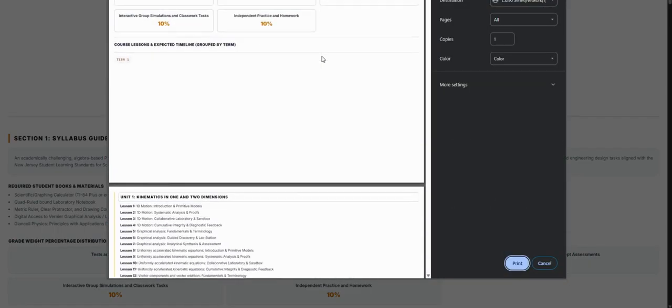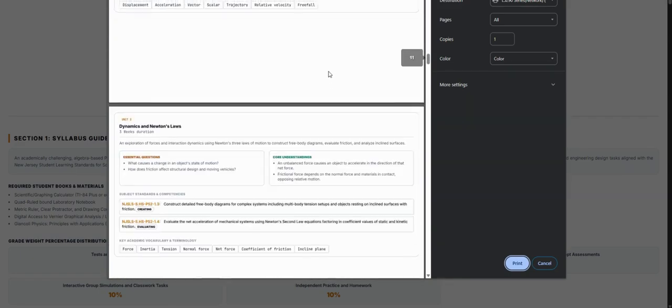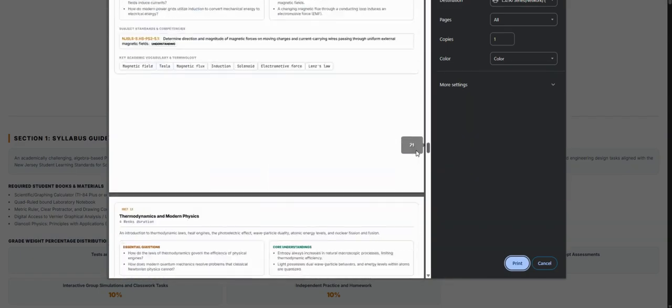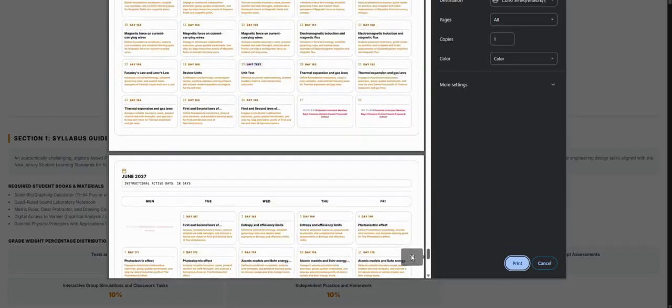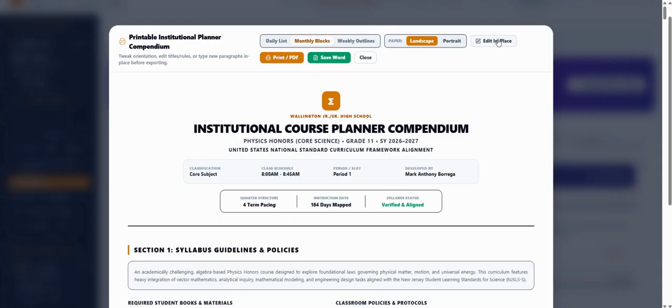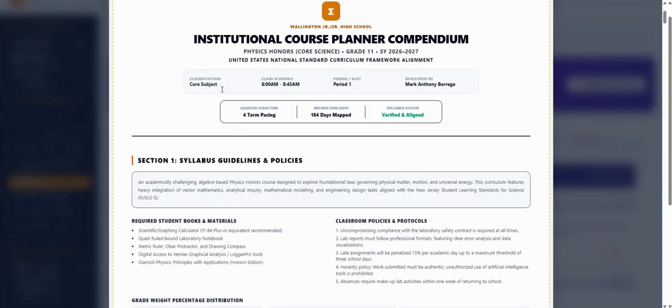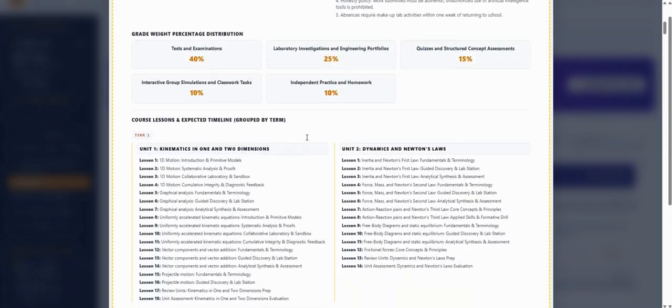Another important advantage is scalability. The system can manage multiple subjects, grade levels, academic years, and curriculum frameworks simultaneously. Whether supporting a single classroom teacher or an entire educational institution, the platform is designed to adapt to evolving academic requirements while maintaining organized records and standardized planning procedures. This makes it a valuable tool for both instructional delivery and curriculum management.